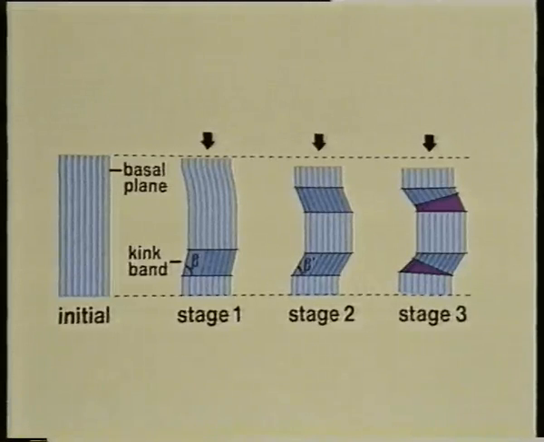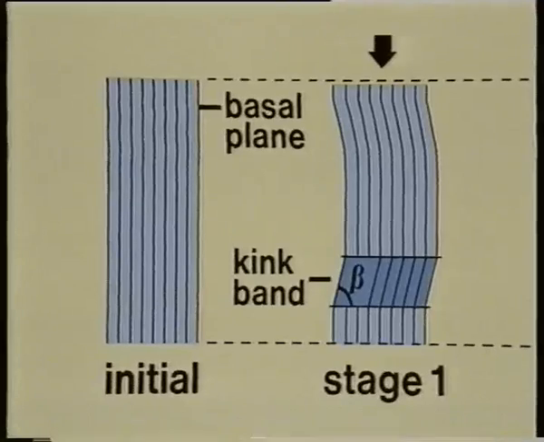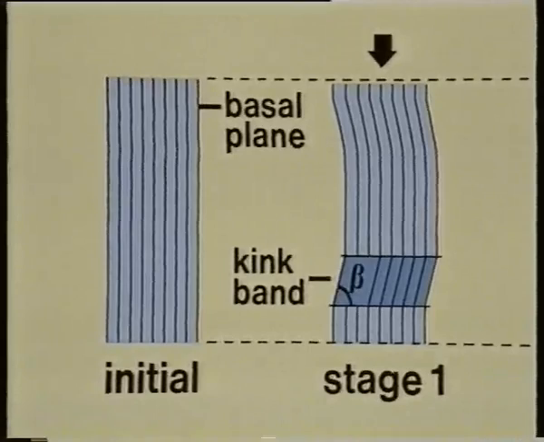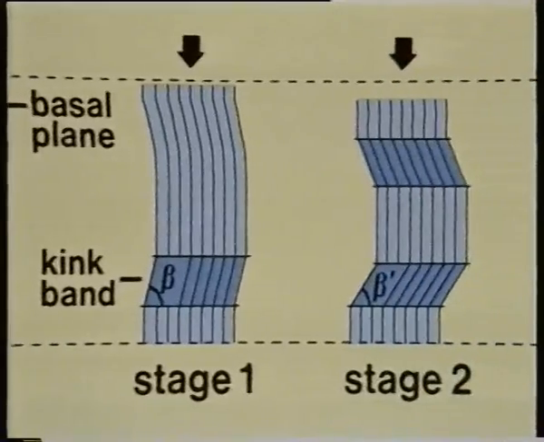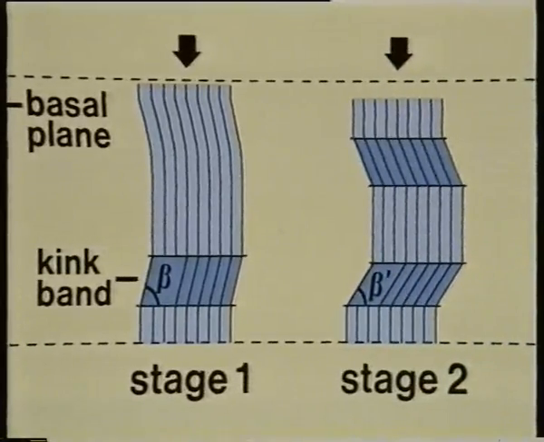We can summarize these changes in the next series of diagrams. Deformation is first marked by gliding on the basal plane, and it undergoes elastic bending during the propagation of the kink band. Further deformation is then confined to the kink band, such that beta, the angle of obliquity of the basal plane with respect to the kink band boundary, is reduced in value. This occurs by shortening across the width of the kink band.